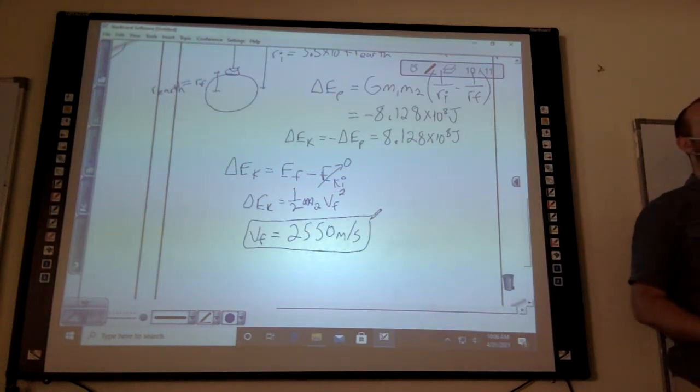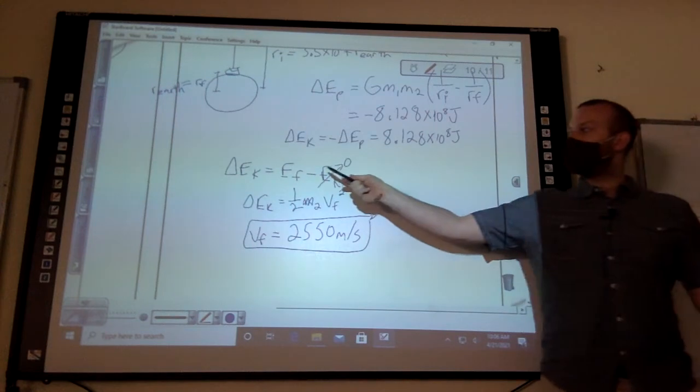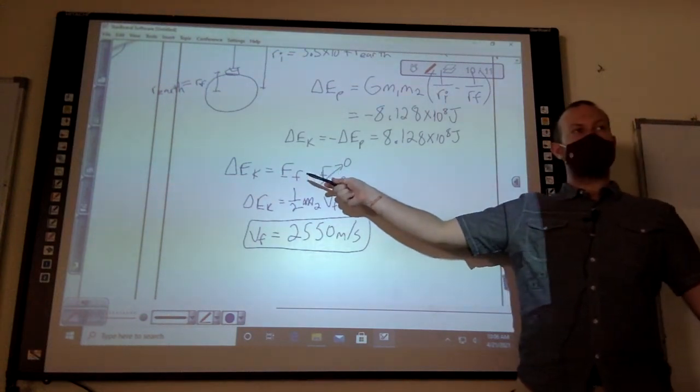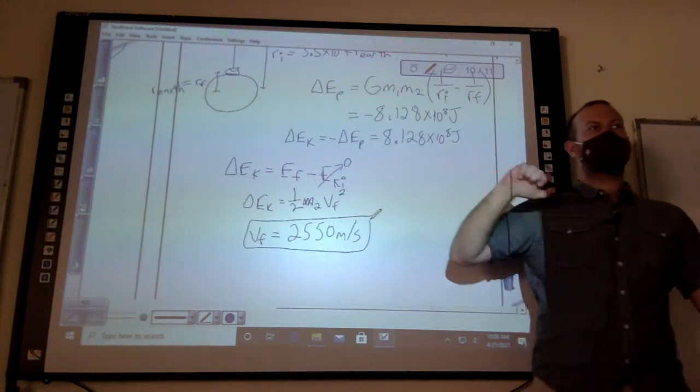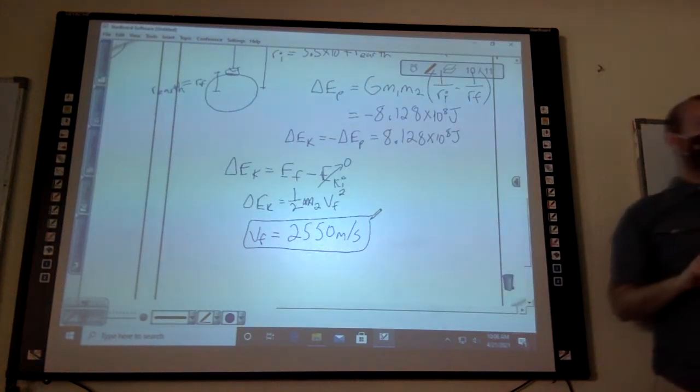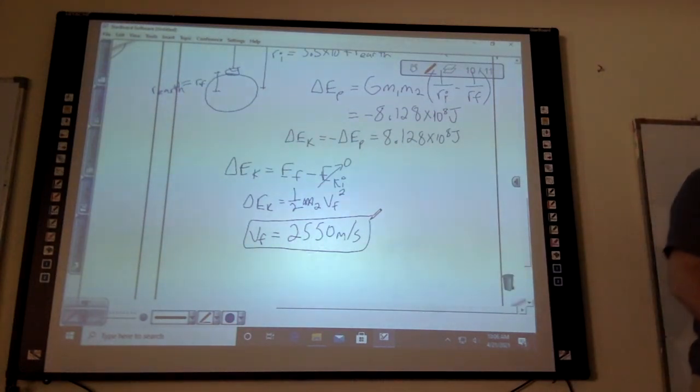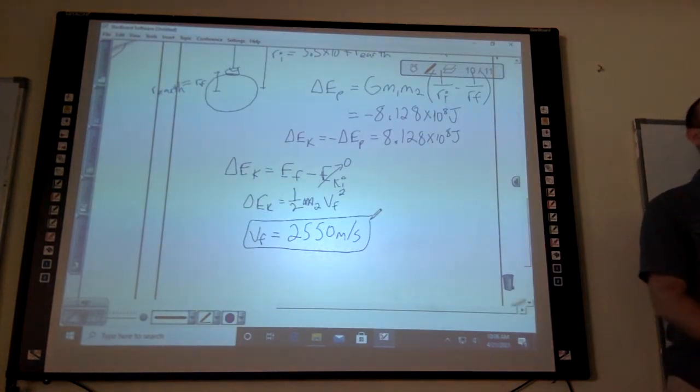Why do we use the mass of the satellite? Because this is the kinetic energy of the satellite, not the kinetic energy of the planet. Will we ever use the kinetic energy of the planet? Only if the planet is the one that's in orbit around something else. Well, the Earth orbits around the sun, so it could happen.